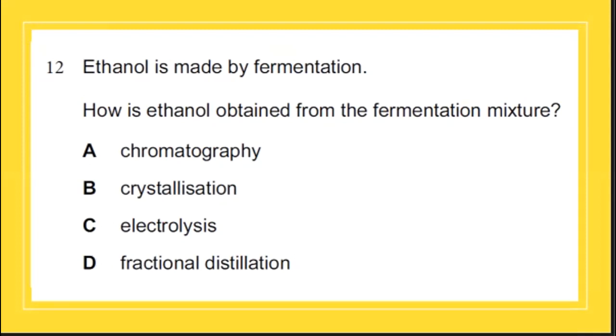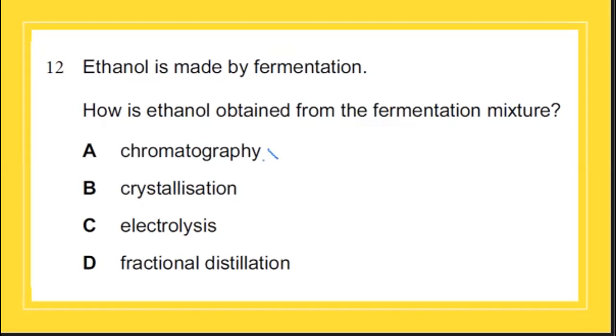Next question. Ethanol is made by fermentation. Question: How is ethanol obtained from the fermentation mixture? So the first option they give us is chromatography. Now it can't be chromatography because chromatography involves taking a chromatogram, which is a strip of filter paper, placing a sample on it, and allowing the sample to move up the paper. That has nothing to do with what we're talking about.